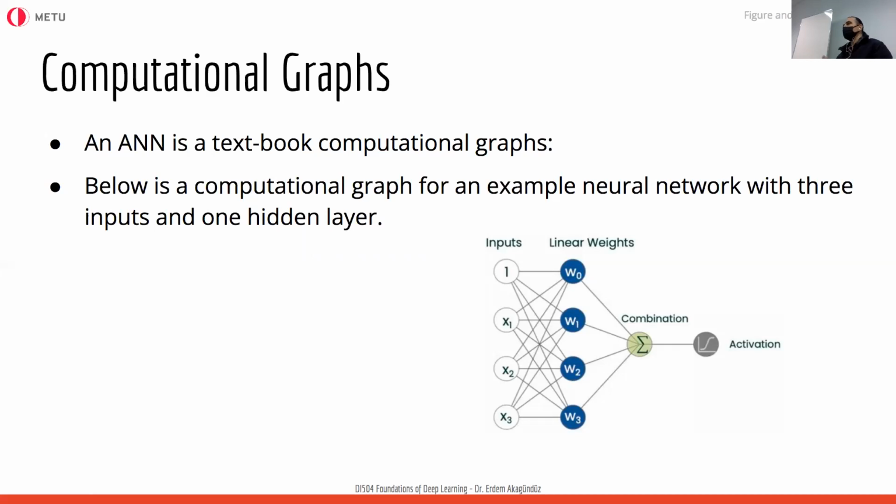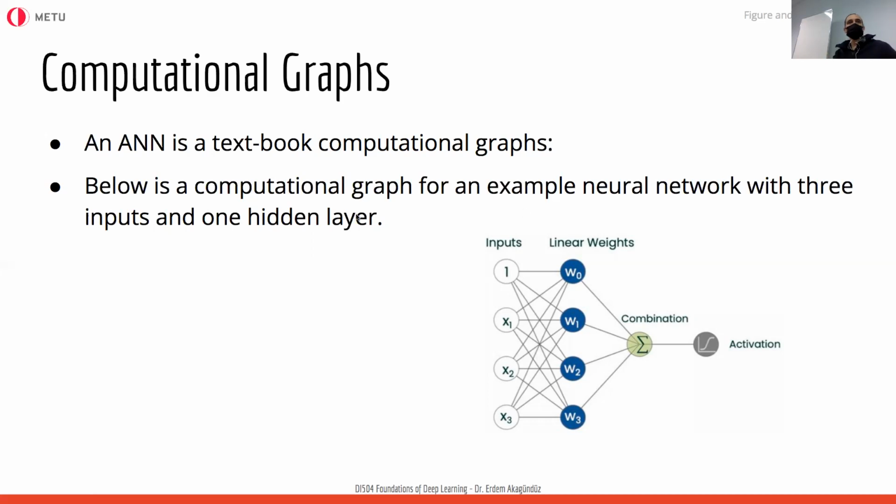It is a good fact because we are going to be understanding ways to apply backpropagation to computational graphs. If we understand that, we can apply backpropagation to neural networks. And backpropagation is actually the implementation of gradient descent to computational graphs.